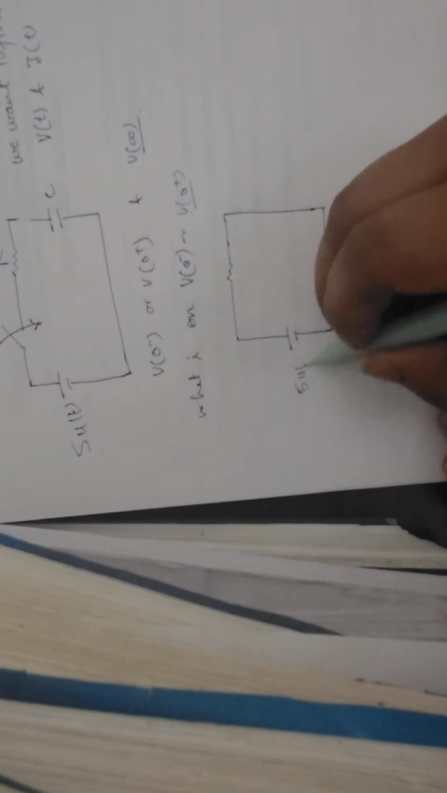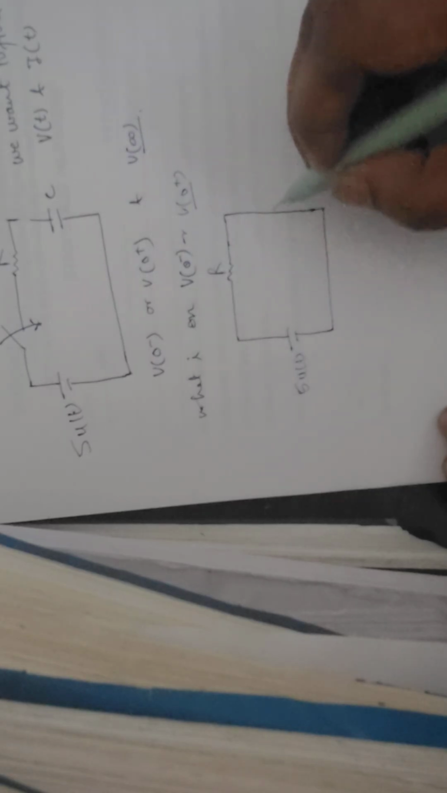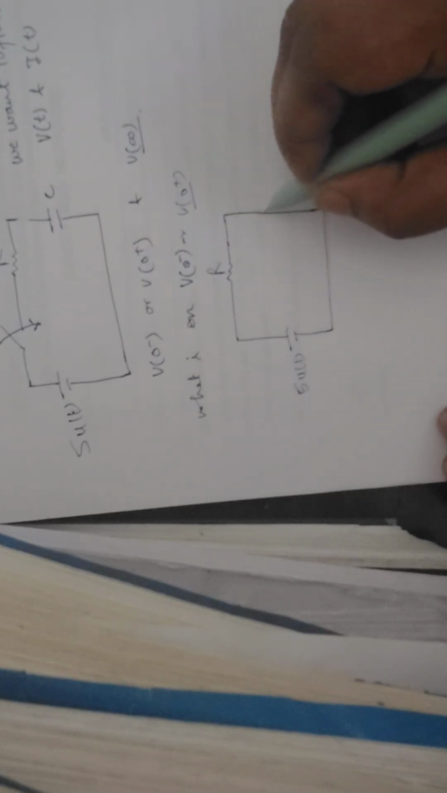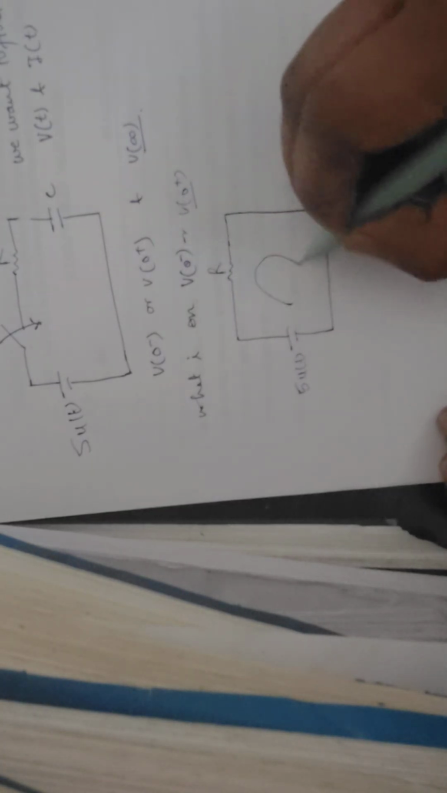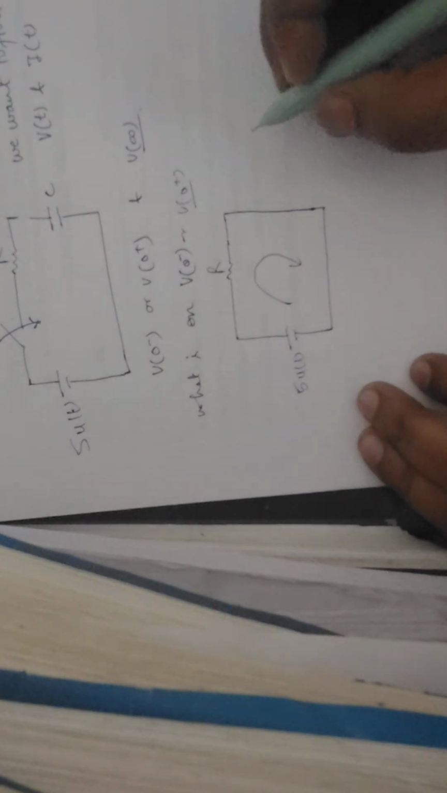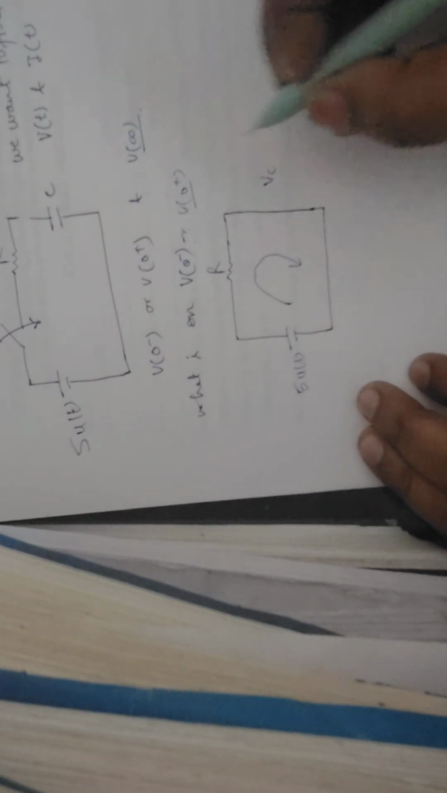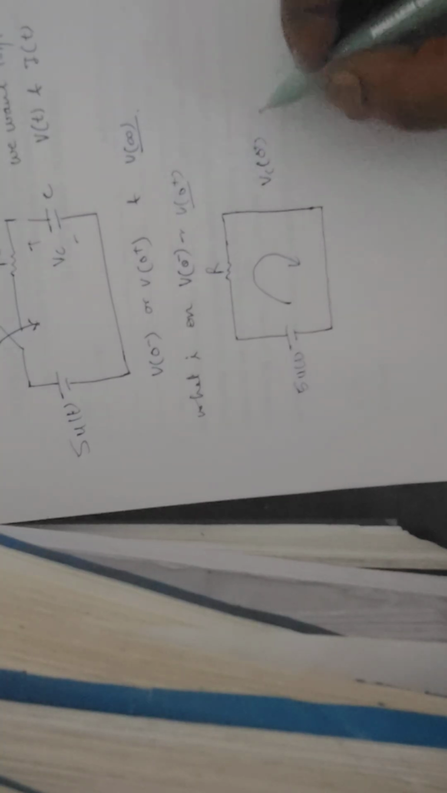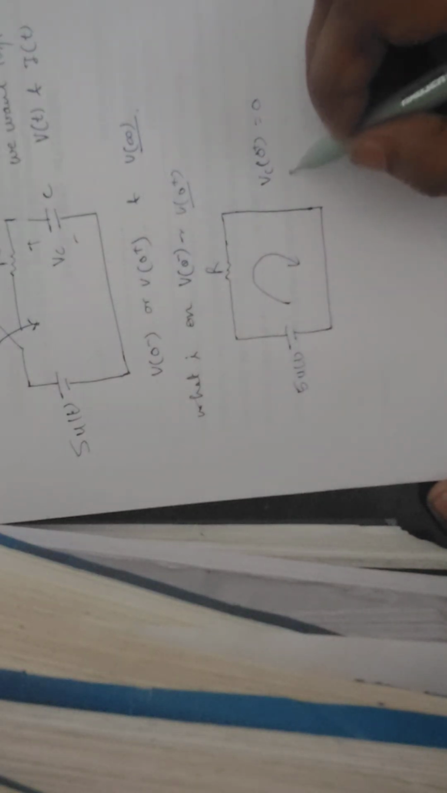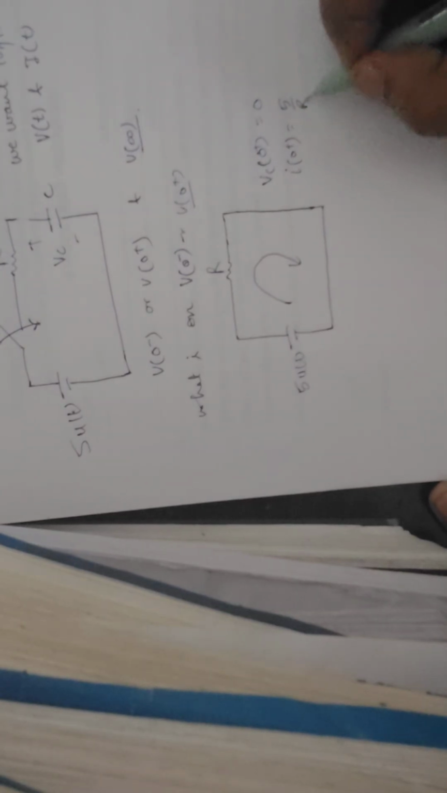So like 5 volt, and here is R, and there is no capacitor because the capacitor is short circuited at that time. So what will happen? The current is flowing, and what will be the voltage at the capacitor side, because here we see that VC is there. We know that at a short circuit the voltage at that time is 0, and at that time the current is flowing. So the current at 0 plus is 5 by R.